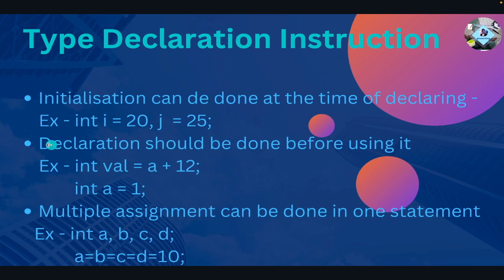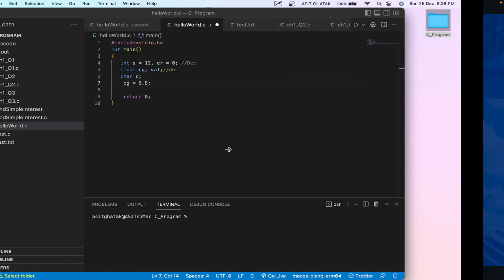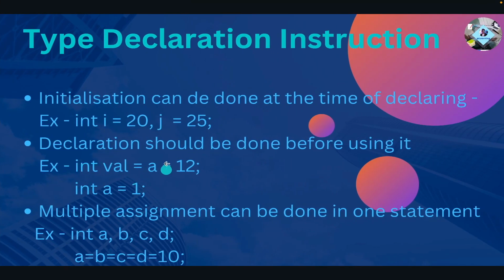Here I have written something, but here you can see int i equal to 20, j equal to 25. So at the time of declaration we can also initialize it. Declaration should be done before using it. So what it is saying, you can see here the example, int val equal to a plus 12, right?